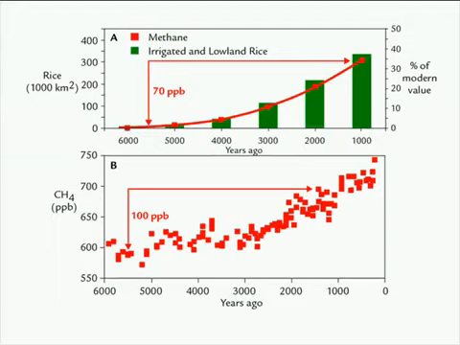And what he got was an estimate that between 5,000 and 1,000 years ago, the methane concentration in the atmosphere would have increased by 70 parts per billion because of the spread of irrigated rice. The observations in the ice cores shown at the bottom of this slide suggest that the actual increase over that interval was about 100 parts per billion. So irrigated rice could explain about 70% of the wrong way rise in methane.